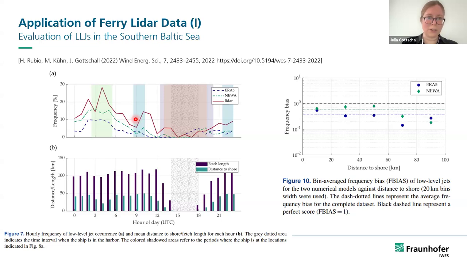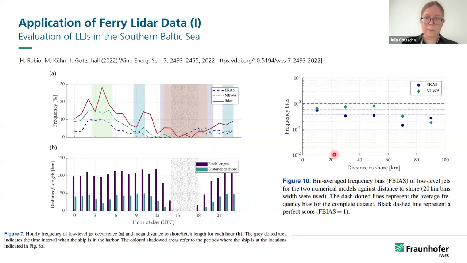we do have an underestimation of low-level jet occurrence, both in NEVA, not as bad as in ERA5, but actually the LIDAR measurements, which, due to all the uncertainty investigations we did, we have the most trust in, give us a higher occurrence. And this is almost the same for all times of the day.